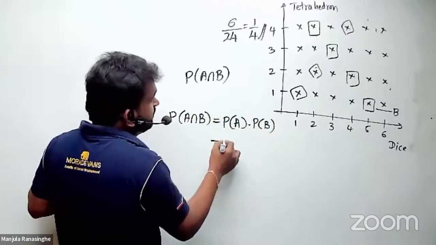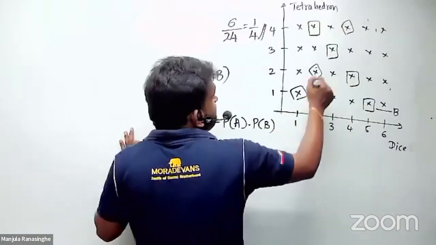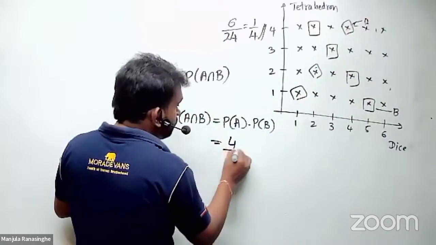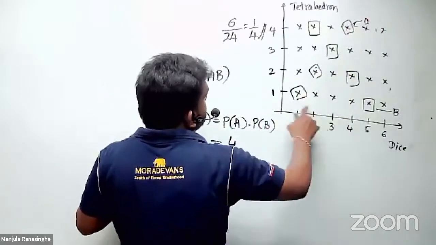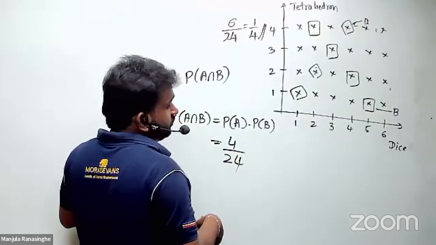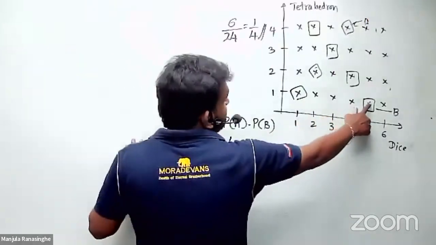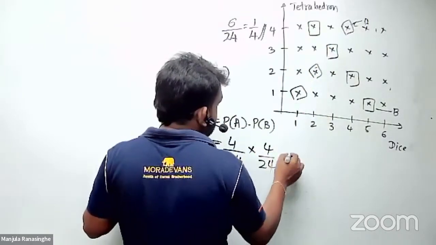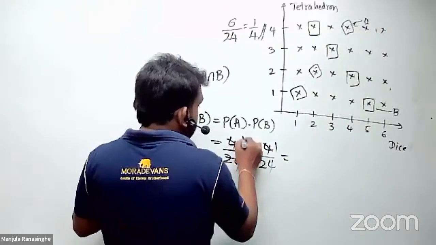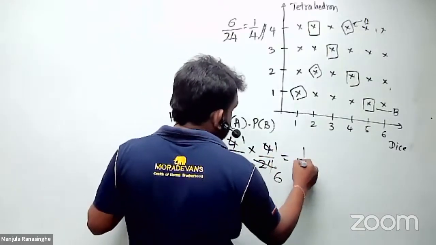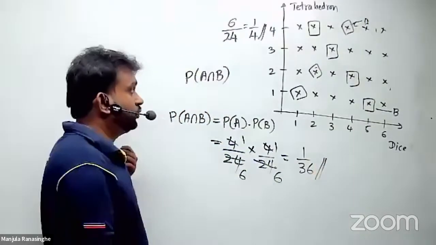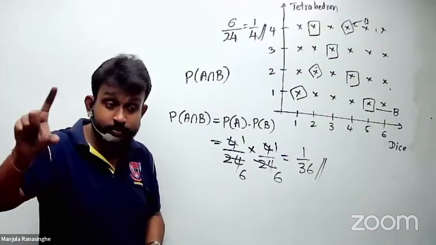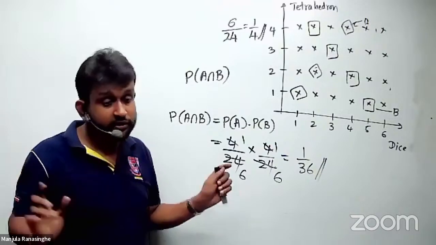What is the probability P(A)? Here A has 4 events, so 4 upon the total sample space, which is 36. So P(A) is 4 upon 36, and P(B) also has 4 events, again 4 upon 36. Multiplying gives 1 upon 9 into 1 upon 9, which is 1 upon 81. If two events are independent, just multiply the probabilities to get A intersection B. That is the logic.